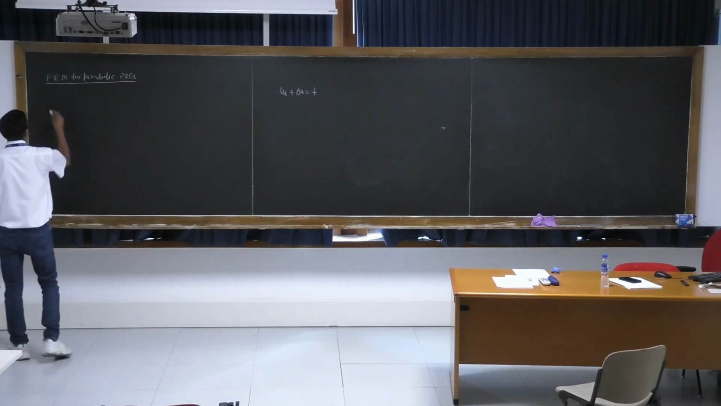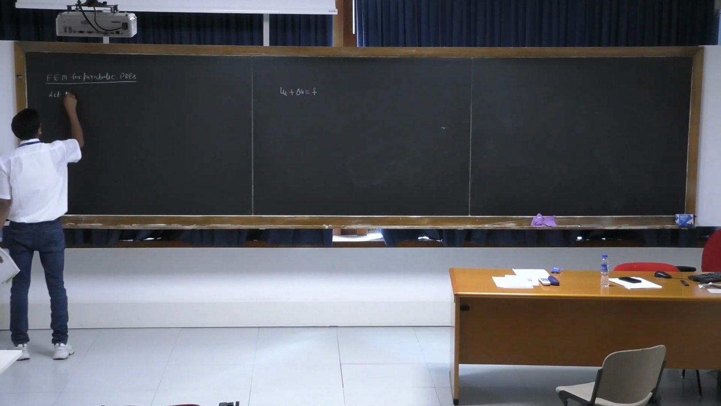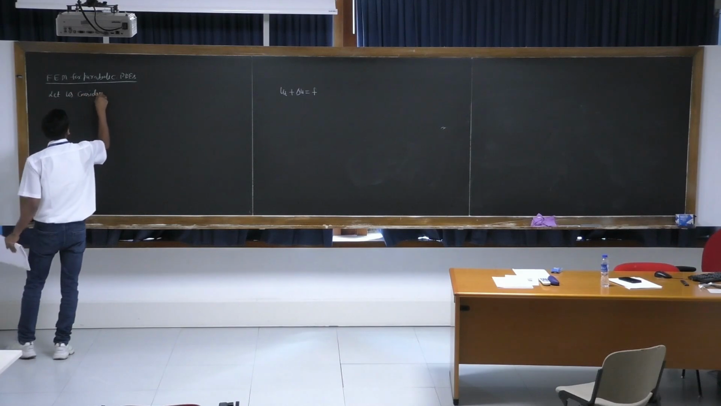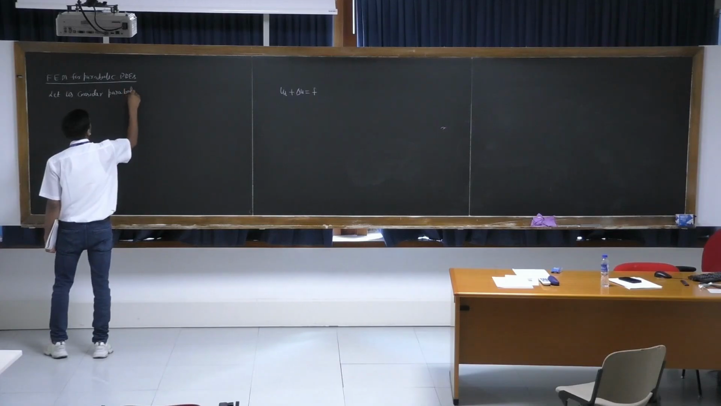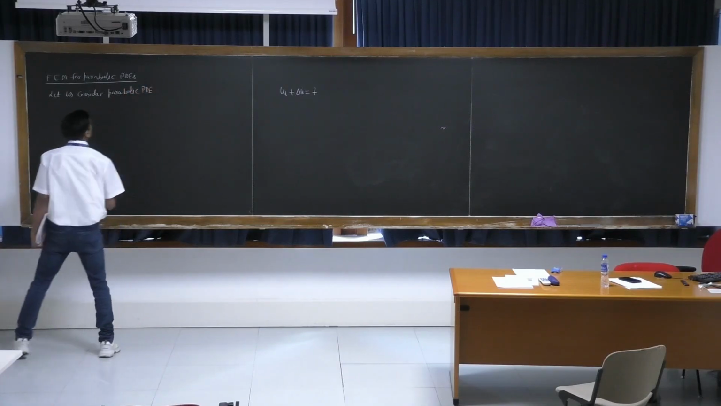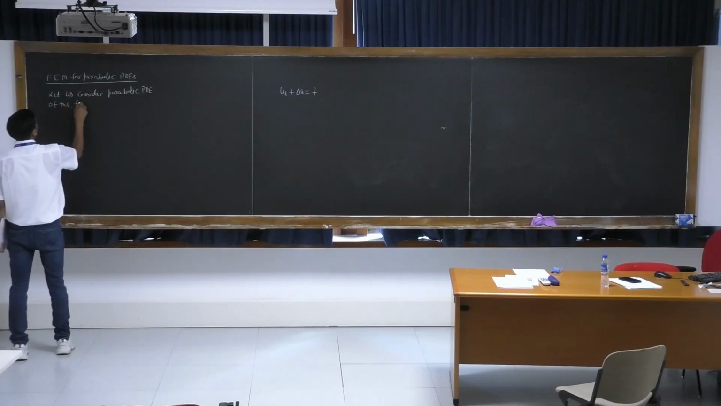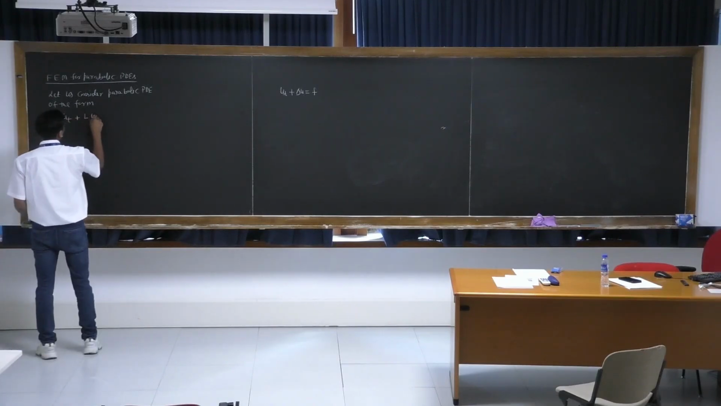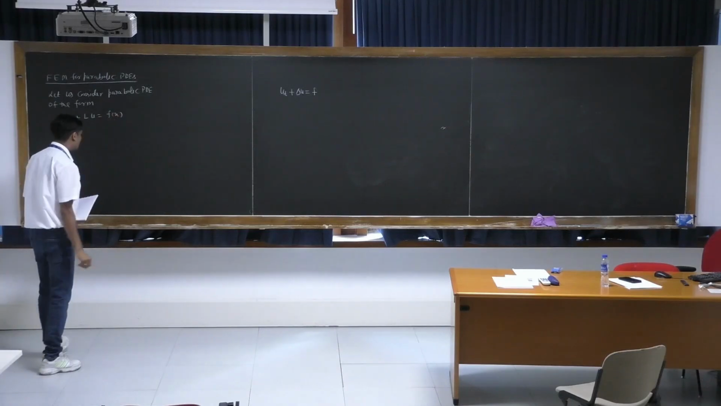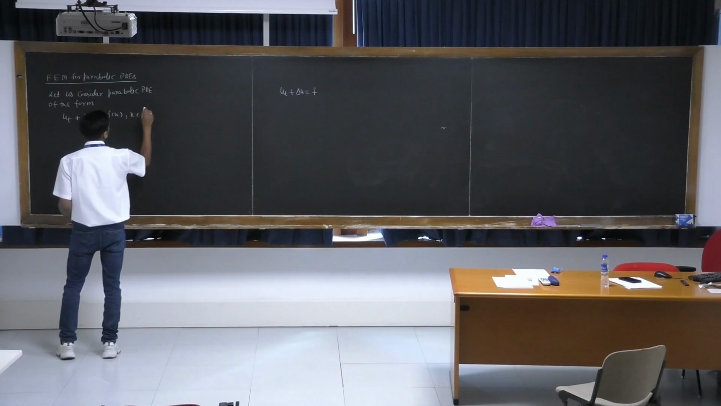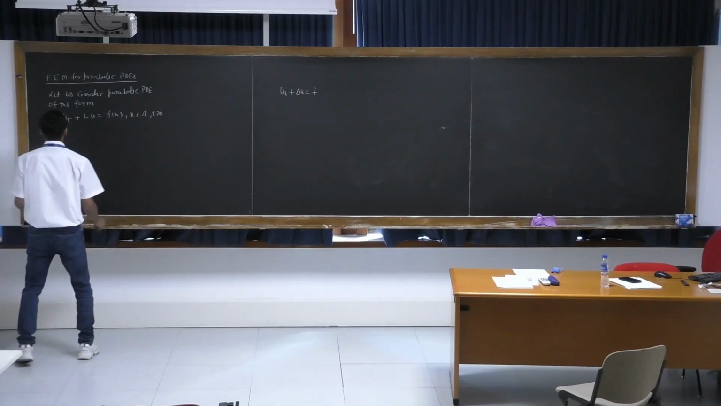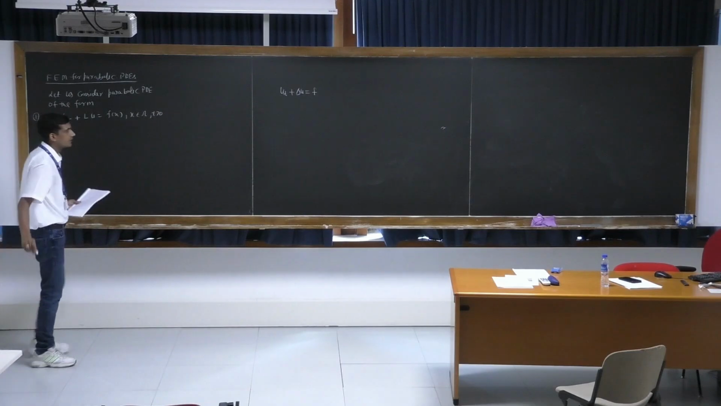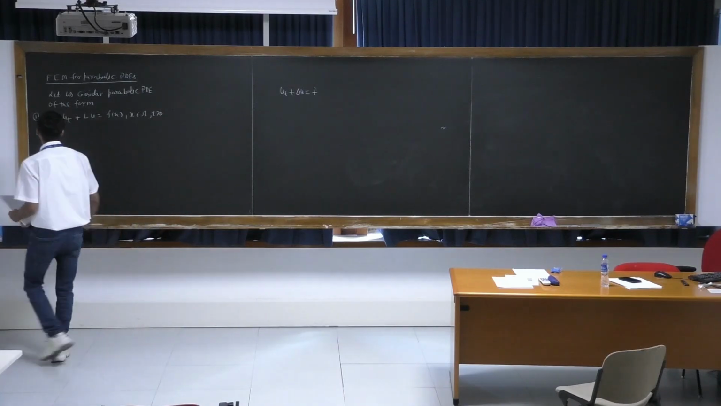So let's consider the general form of parabolic PDEs, of the form u_t plus L of u is equal to f(x), where x belongs to some domain and t is greater than 0. Say this is equation number 1.